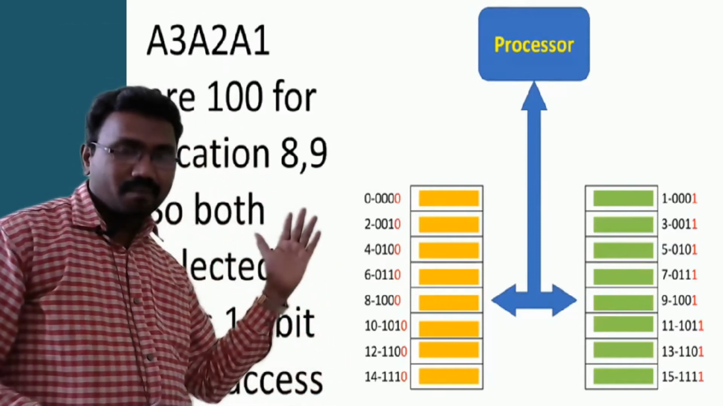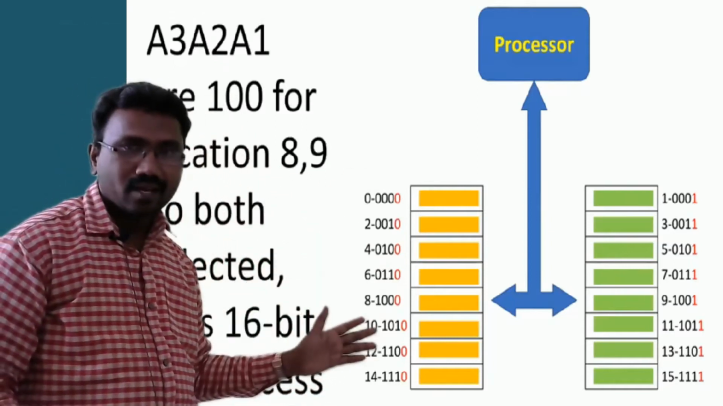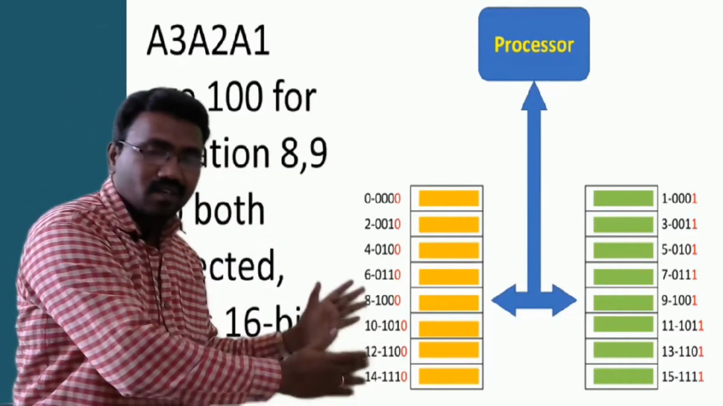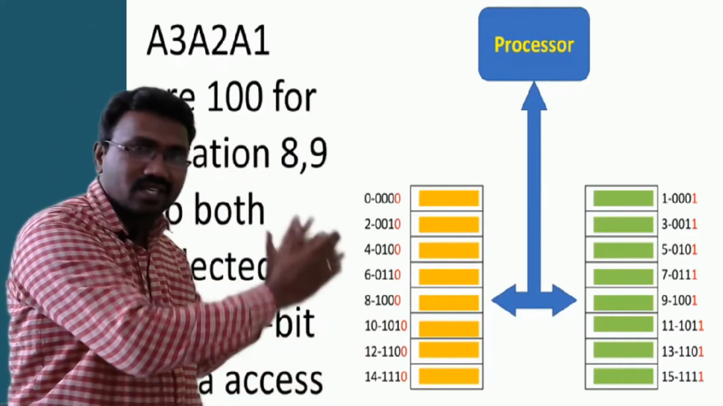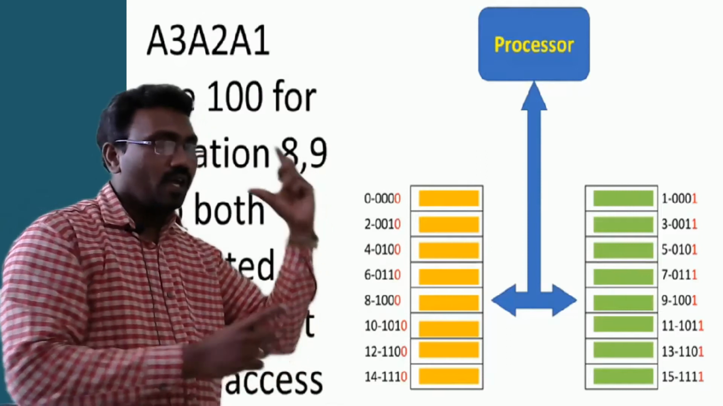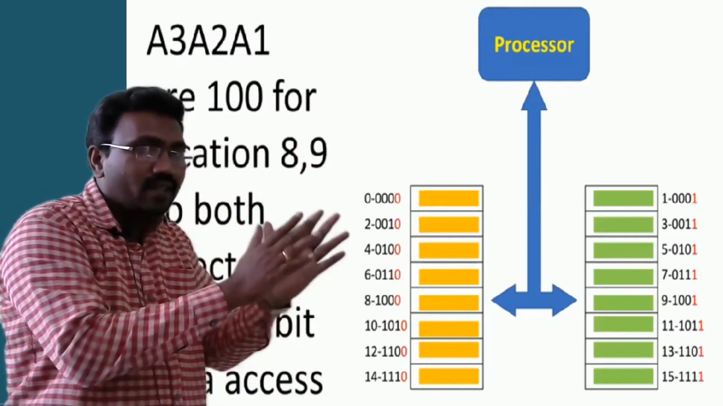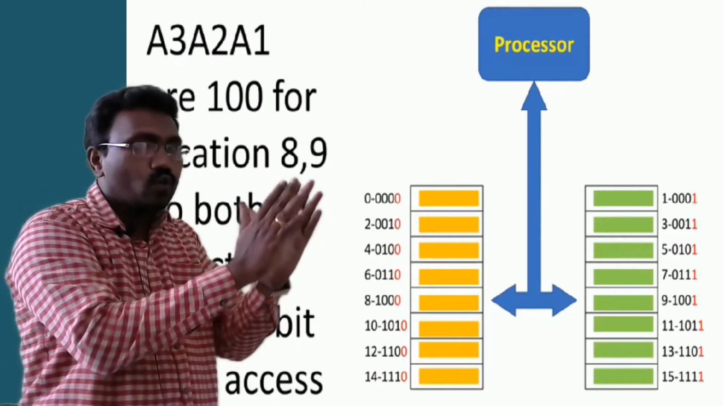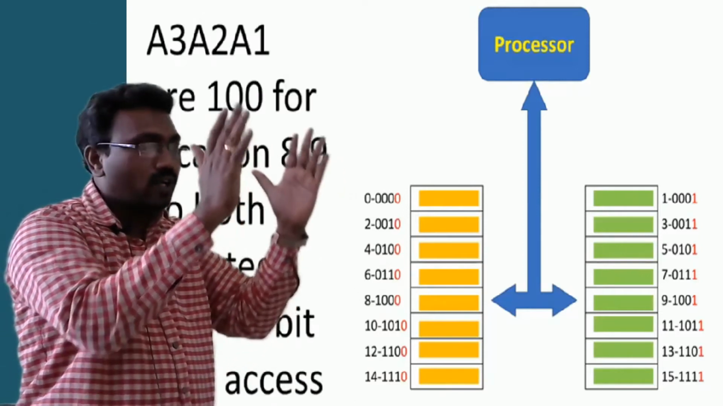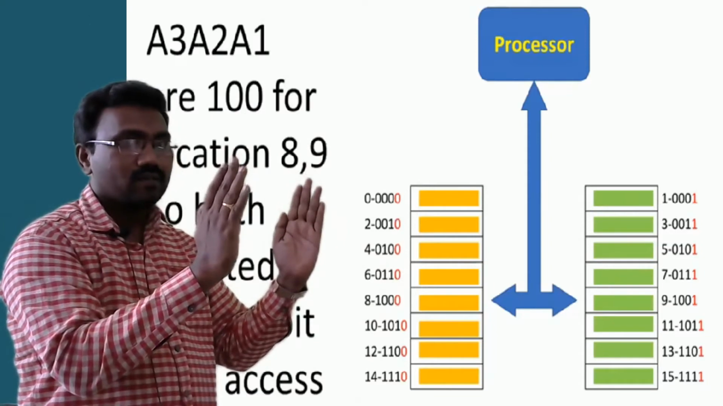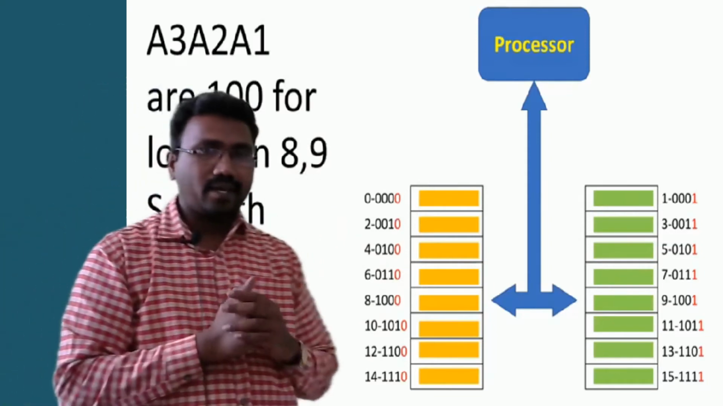Whereas in the previous organization, if there is no memory banking, all the 16 bytes and all the 16 addresses are available in a single memory chip. In a single memory chip, at a time the processor can access only 1 byte. If you divide the memory into 2 banks, 2 chips, you can access the 2 chips simultaneously. That is the advantage of memory banking.